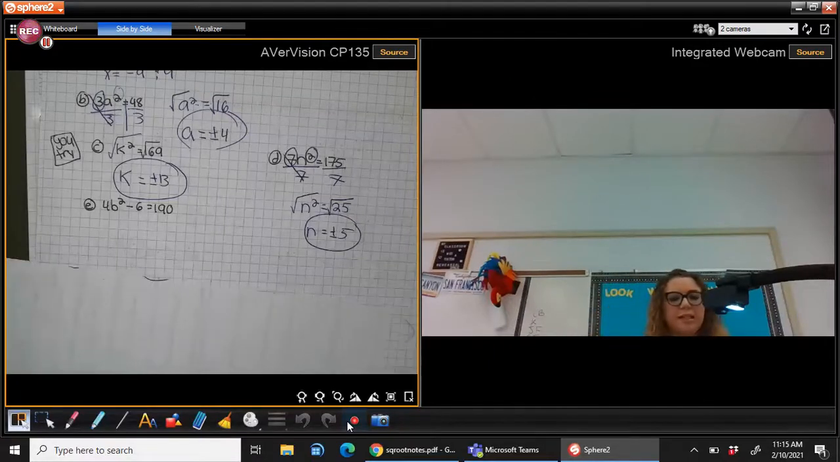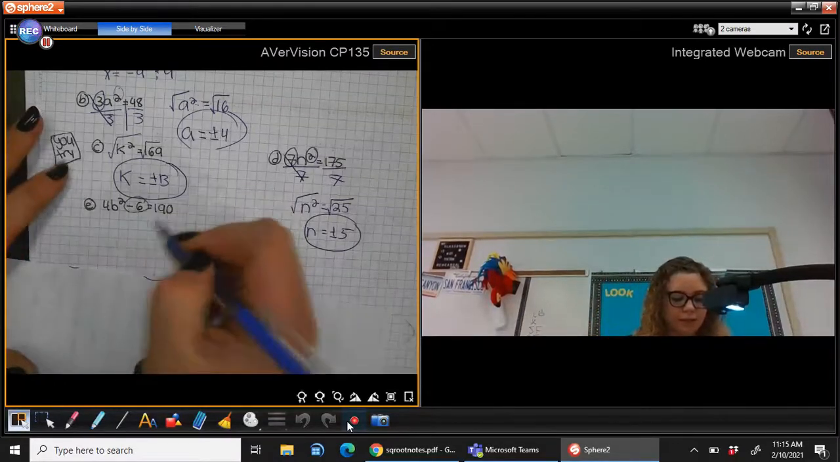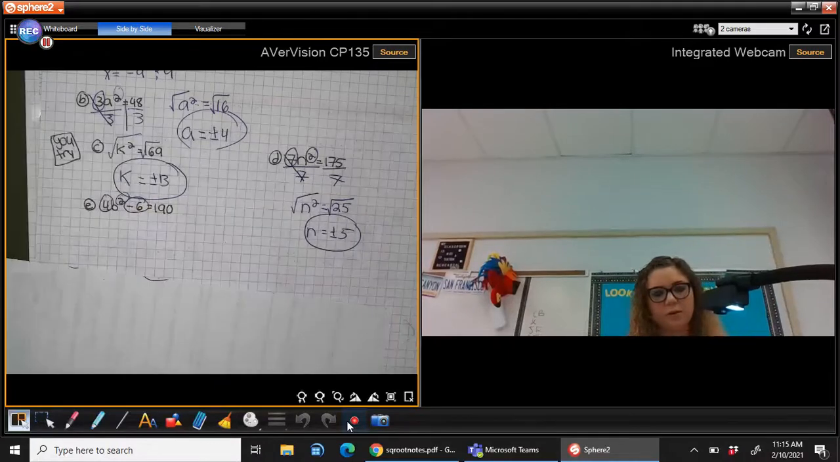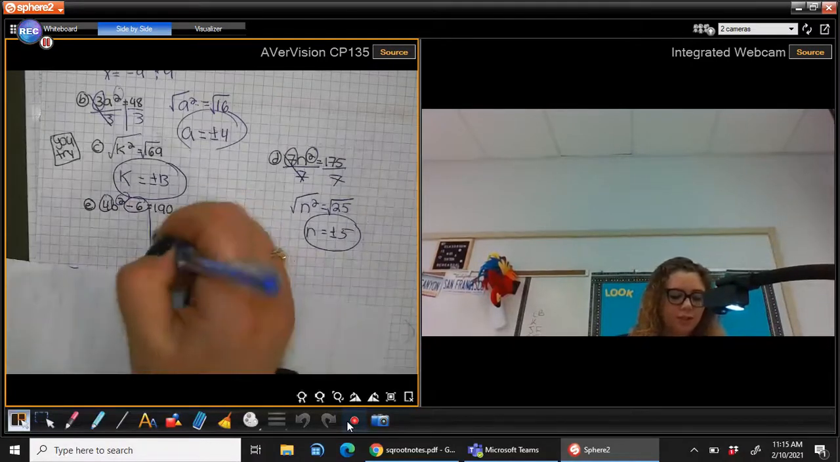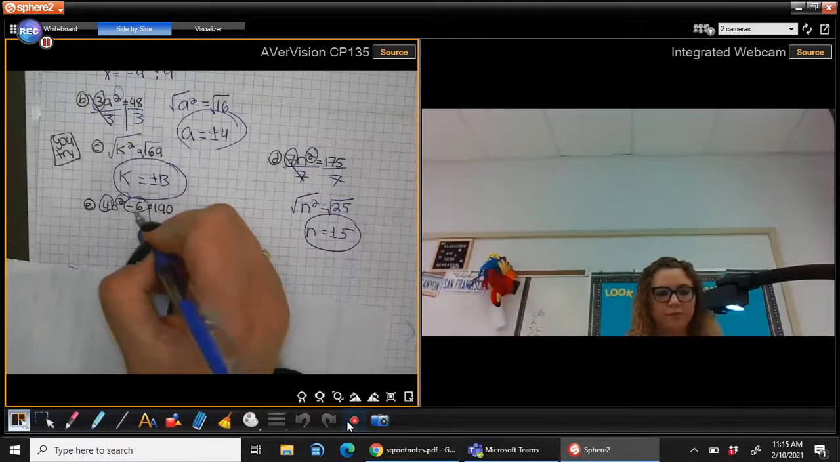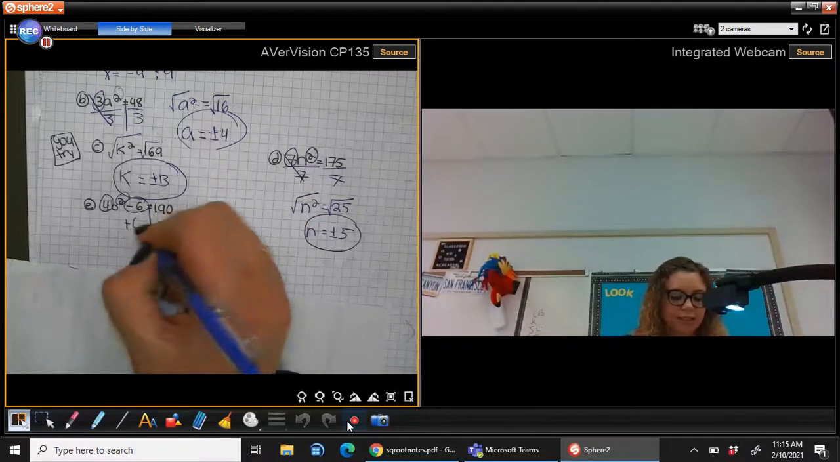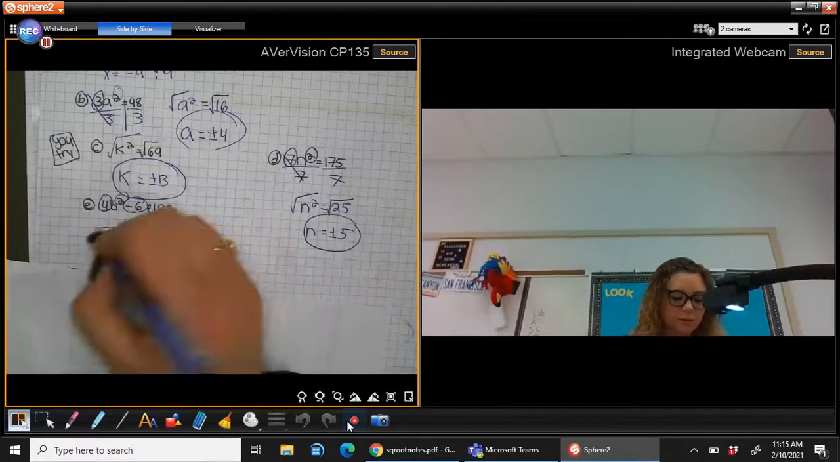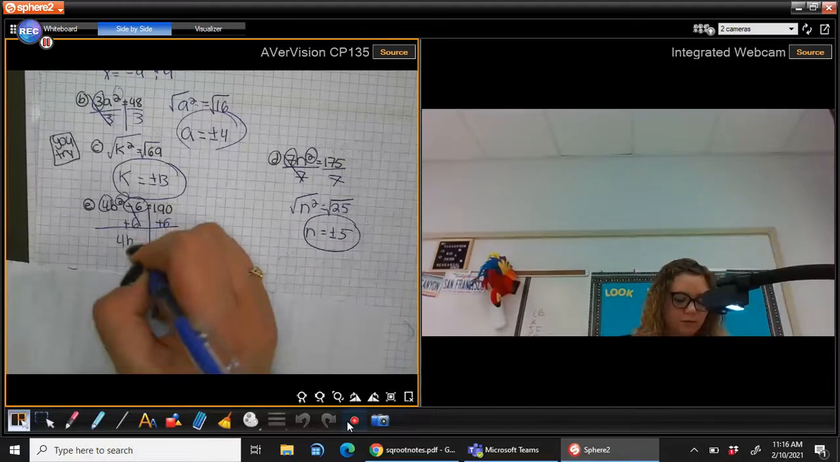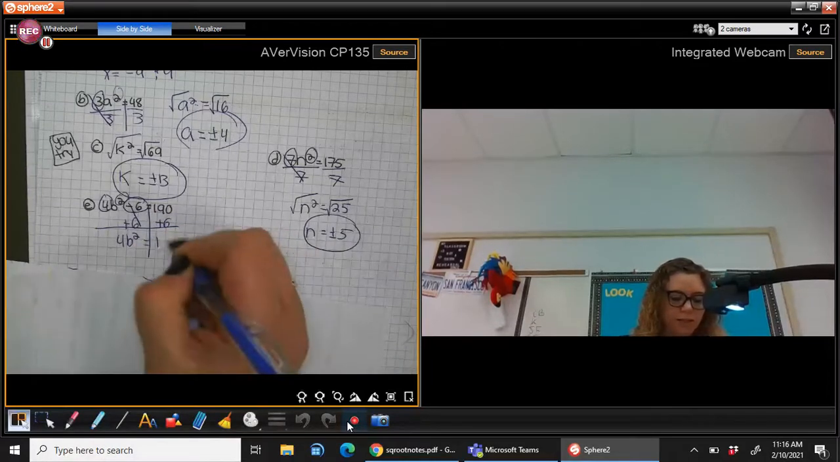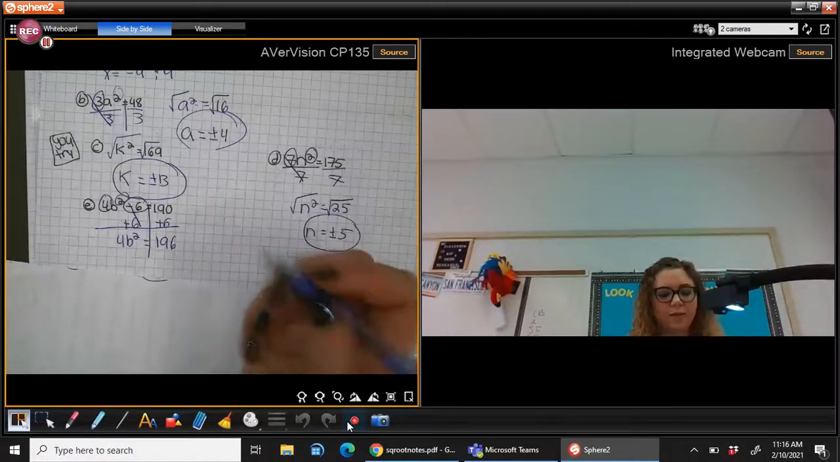So let's go to E. So what is standing in the way from B being completely by itself? Well, the 6, the 2, and the 4. Okay. So first thing I want to do is I want to do the inverse of negative 6, which is add 6 to both sides. And that would be 196. And now I'm going to divide by 4.